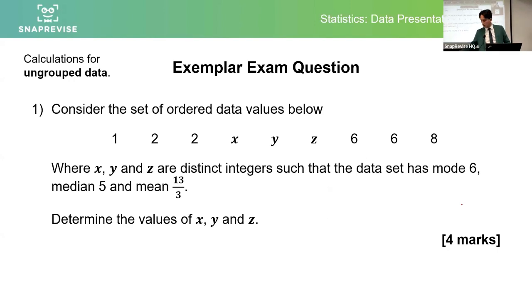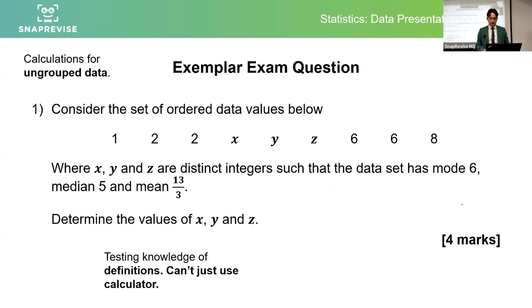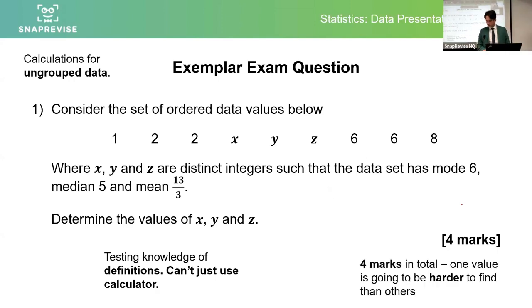So ungrouped data, so it's just a list of different integers. We need to know definitions like the word integer, like what mode is, like what mean and median are. And no decimals, 3 different values already in order. So I'm going to give you just over a minute to think about it, and then we'll check through, see how you go. Well done. Let's give it a try.